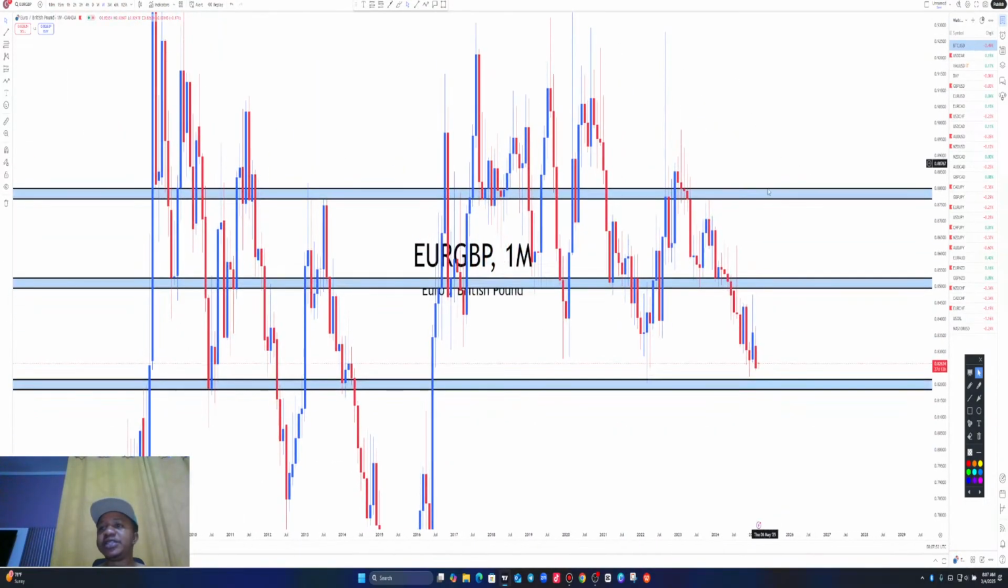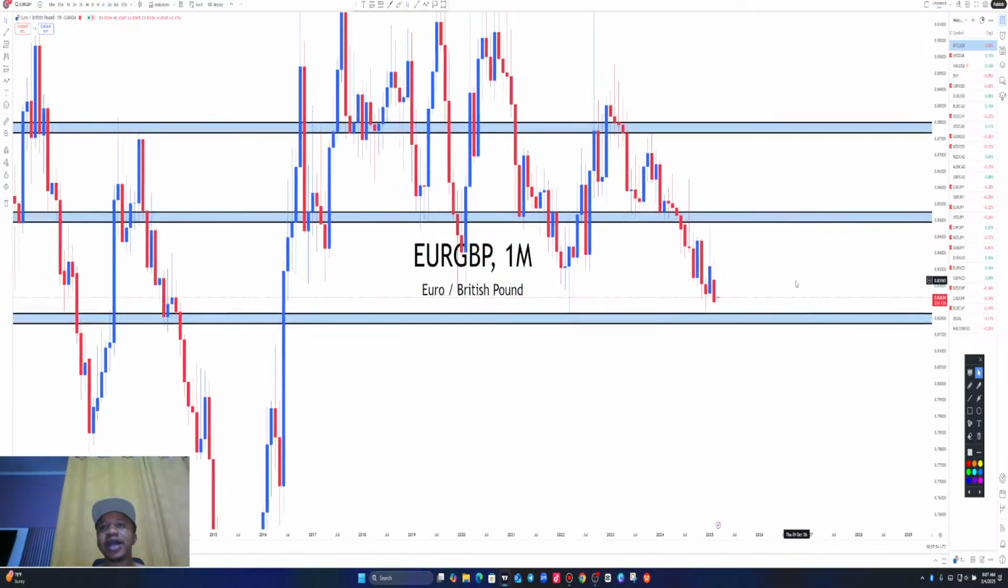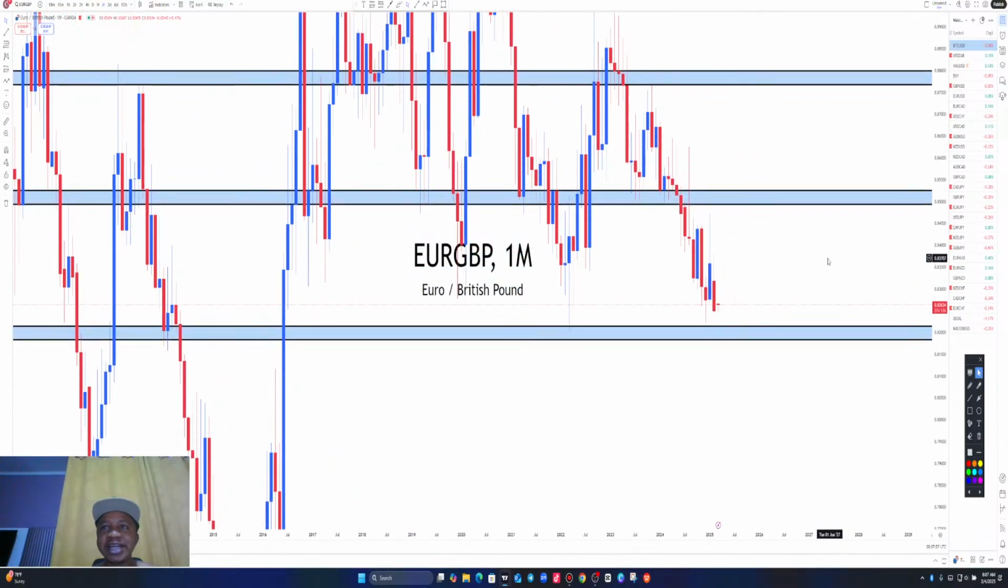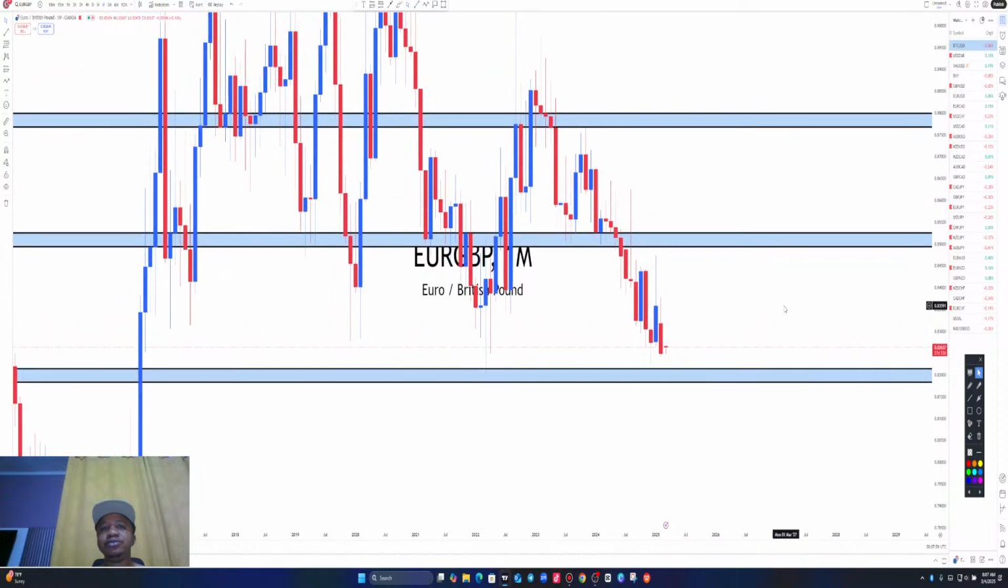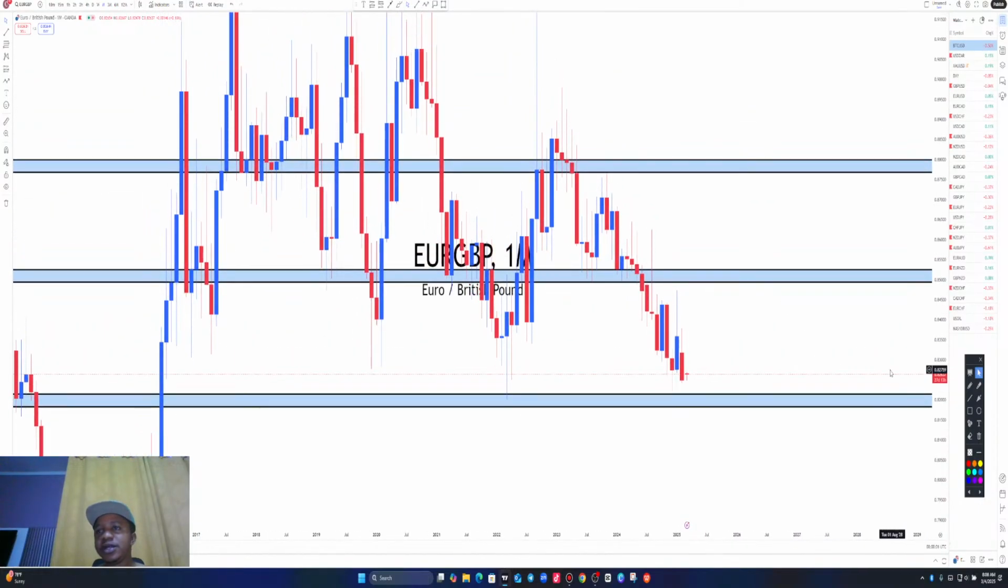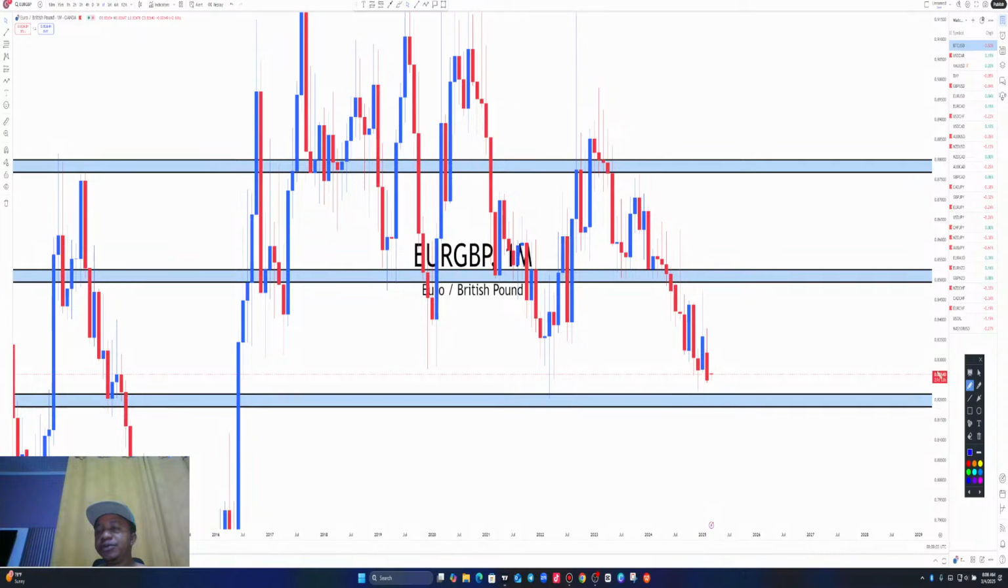All right, so let's get on with it on Euro GBP very quick. Now, Euro GBP, we are beginning the analysis on the monthly time frame. So let's dive into it. Now, the monthly time frame of Euro GBP, we have the monthly upper zone, the mid-range zone, and then the lower zone over here as well.